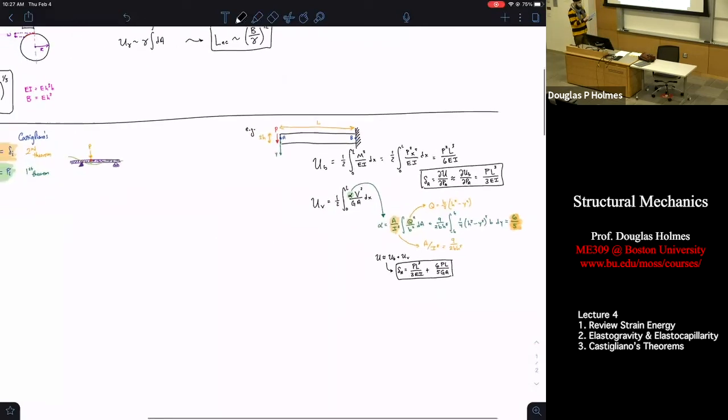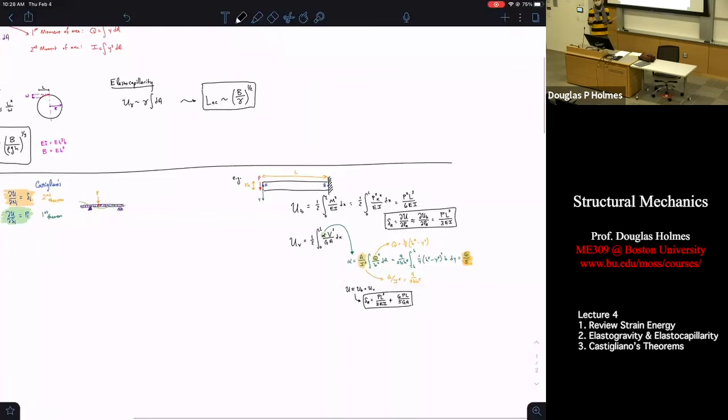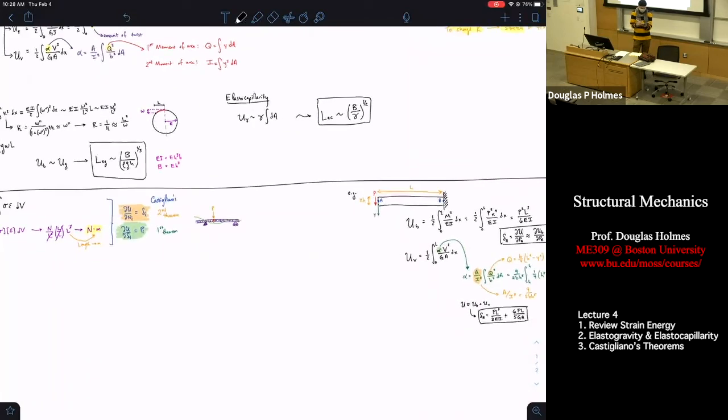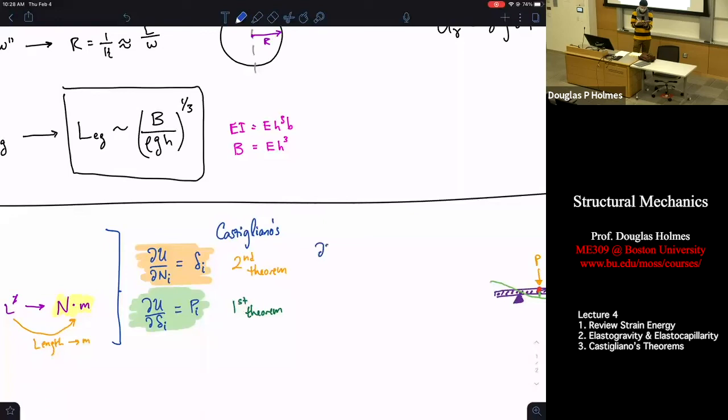I'm going fast because there's a couple things I want to cover. But Castigliano's theorem is typically pretty straightforward to apply. And it gets better. It not only works for forces and displacements, you can also use it for taking derivatives of your strain energies with respect to a couple, or a torque, or a moment.